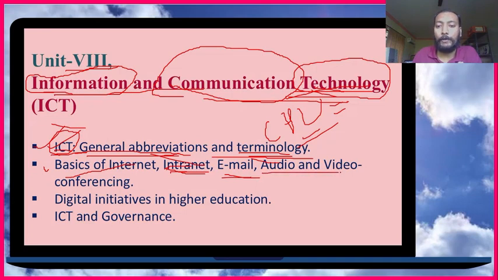Then audio and video conferencing. What are the plus points of audio conferencing, meaning the positives and negatives of audio and video using technology. Then digital initiatives in higher education. What are the digital initiatives taken by the Indian government? For example, the Swayam portal, Swayam Prabha, e-Acharya, e-Yantra, different types of portals through which we can learn so many things. We will be looking at that.